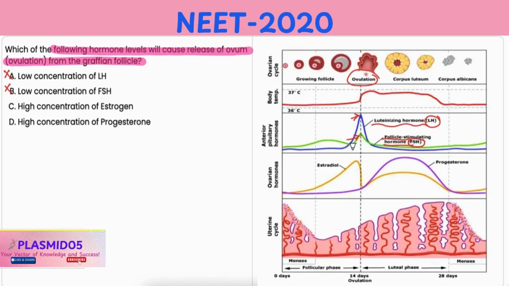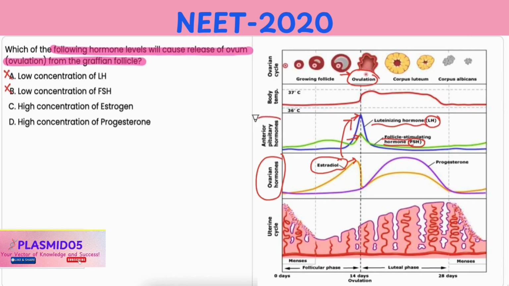Option C, high concentration of estrogen. Now, in the ovarian cycle, a mature Graafian follicle, that is a fully developed follicle, produces high concentration of estrogen as it approaches ovulation. And this elevated estrogen level plays a very important role in stimulating the LH surge, which is the peak of LH secretion by the anterior pituitary.